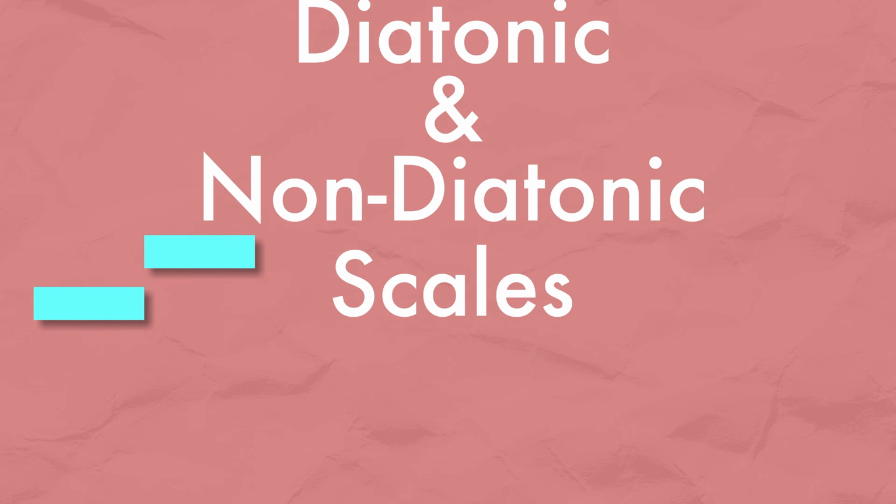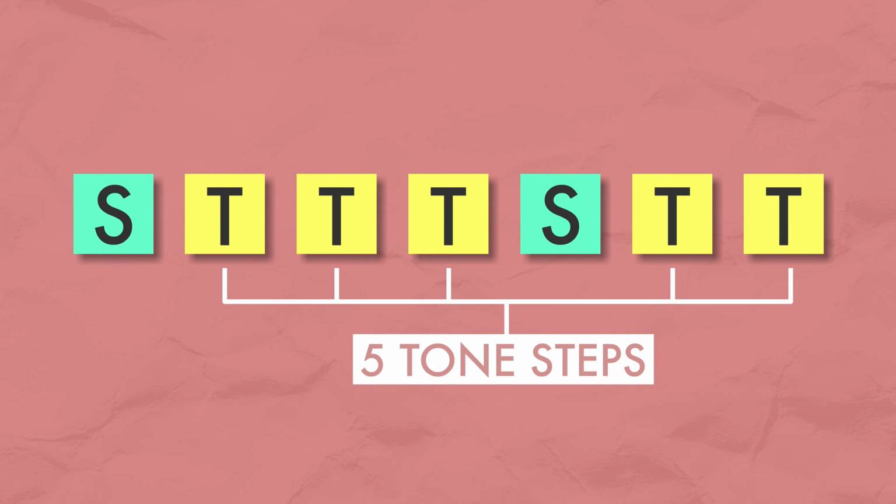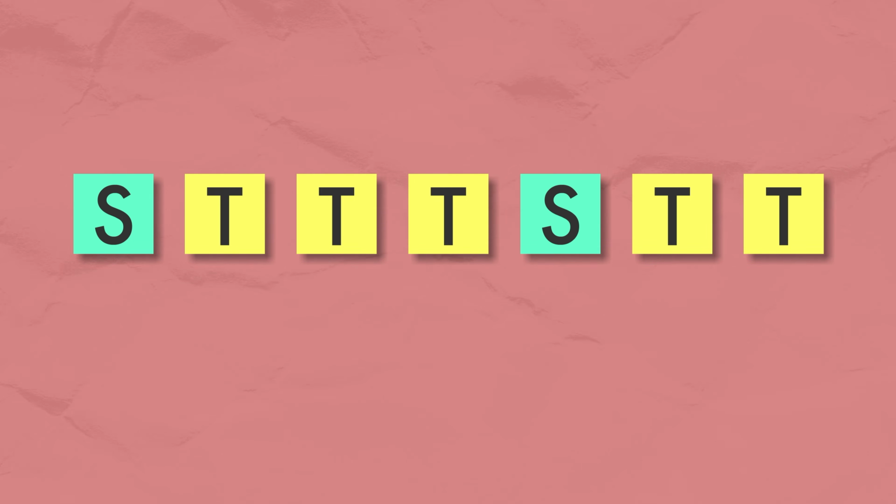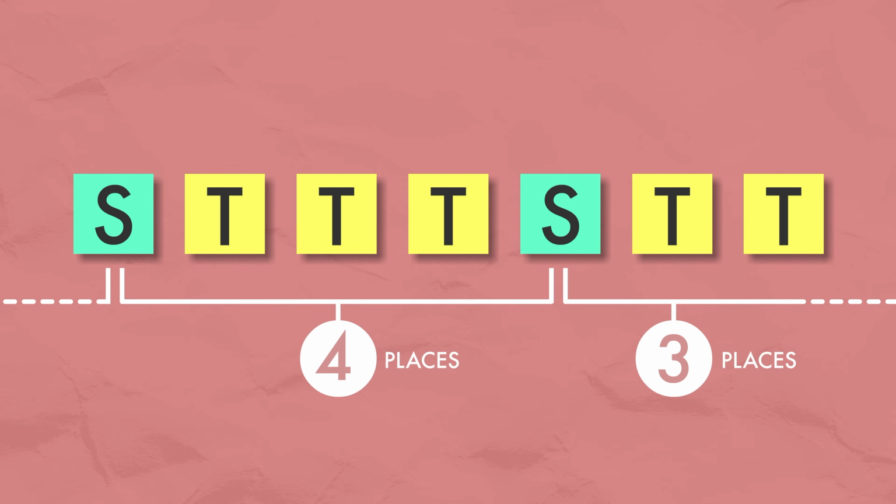So this formula that we've been using so far creates what are called diatonic scales. In a diatonic scale, we always have 5 tone steps and 2 semitone steps. And the semitone steps are as far away from each other as possible. Now let's move on to another very common scale that is not diatonic, because it doesn't use that formula of 5 tones and 2 semitones that we saw before.